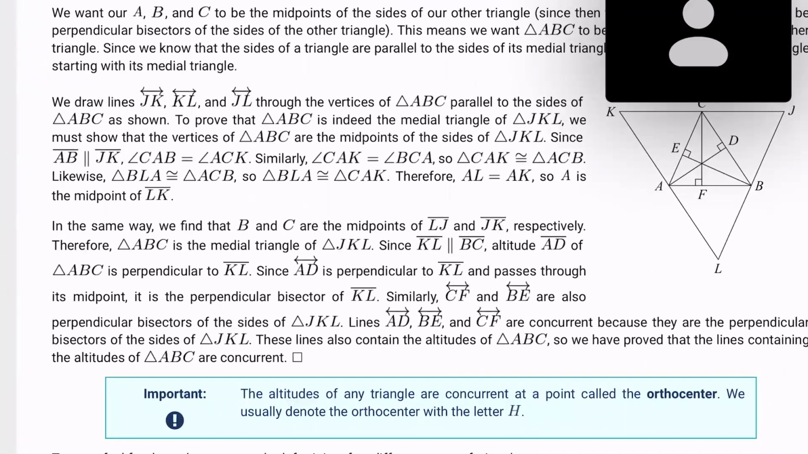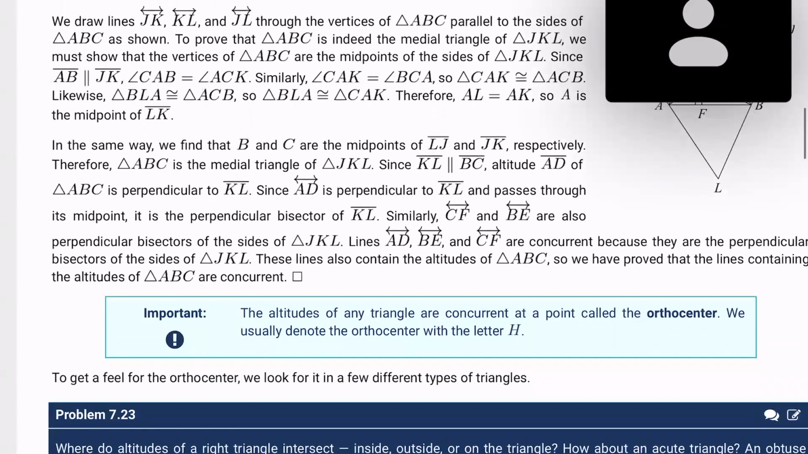So how about, Sophia, you read the important for us, please. The altitudes of any triangle are concurrent at a point called the orthocenter. We usually denote the orthocenter with the letter H.